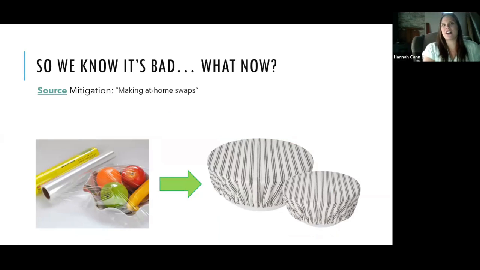Another simple swap you can do at home is replacing cling film, like the plastic film, with bowl covers. So these are just like cotton fabric with an elastic around, and you can just slide it over your bowl and away you go. They can be washed. And I have a number of these in my own home that I use all the time.